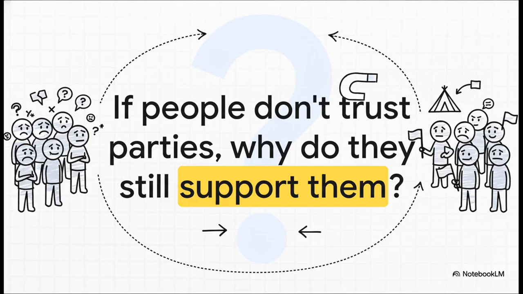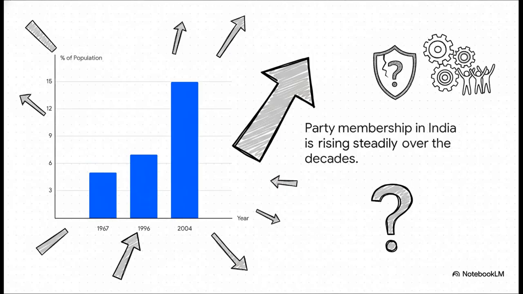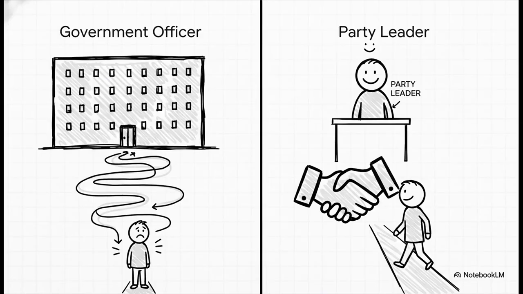Let's clear this up. Well, look at this graph. This is where it gets fascinating. The evidence shows that over the last few decades, the number of people in India who say they are close to a political party has actually been going up. So on one hand, there is low trust, but on the other hand, there is high participation. How is that possible? And here is the answer to that puzzle.